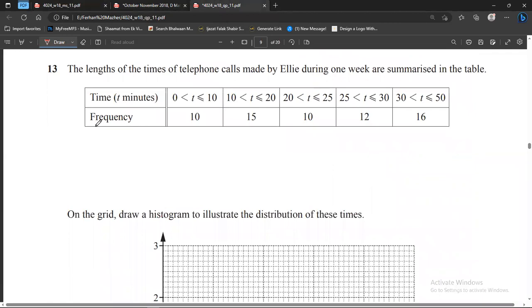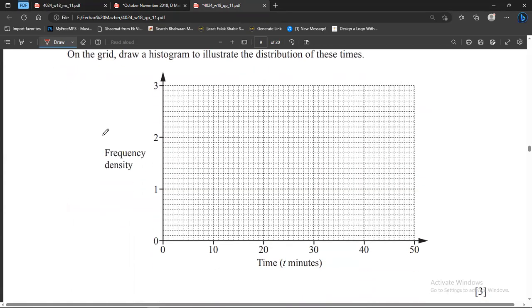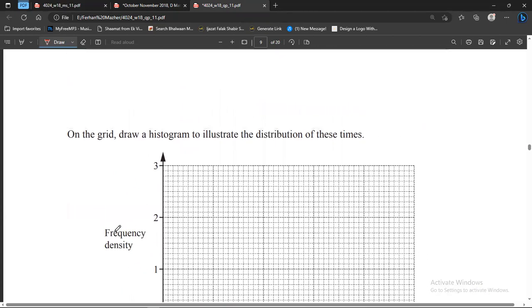Okay, so we have question number 11. The lengths of the times of telephone calls made by Ali during 1 week are summarized in the table. 0 to 10 minutes, 10 calls; 10 to 20 minutes, 15 calls; 20 to 25 minutes, 10 calls; 25 to 30 minutes, 12 calls; and 30 to 50 minutes, 16 calls. On the grid, draw a histogram to illustrate the distribution of these times. Here we have frequency density, here we have the time in minutes.